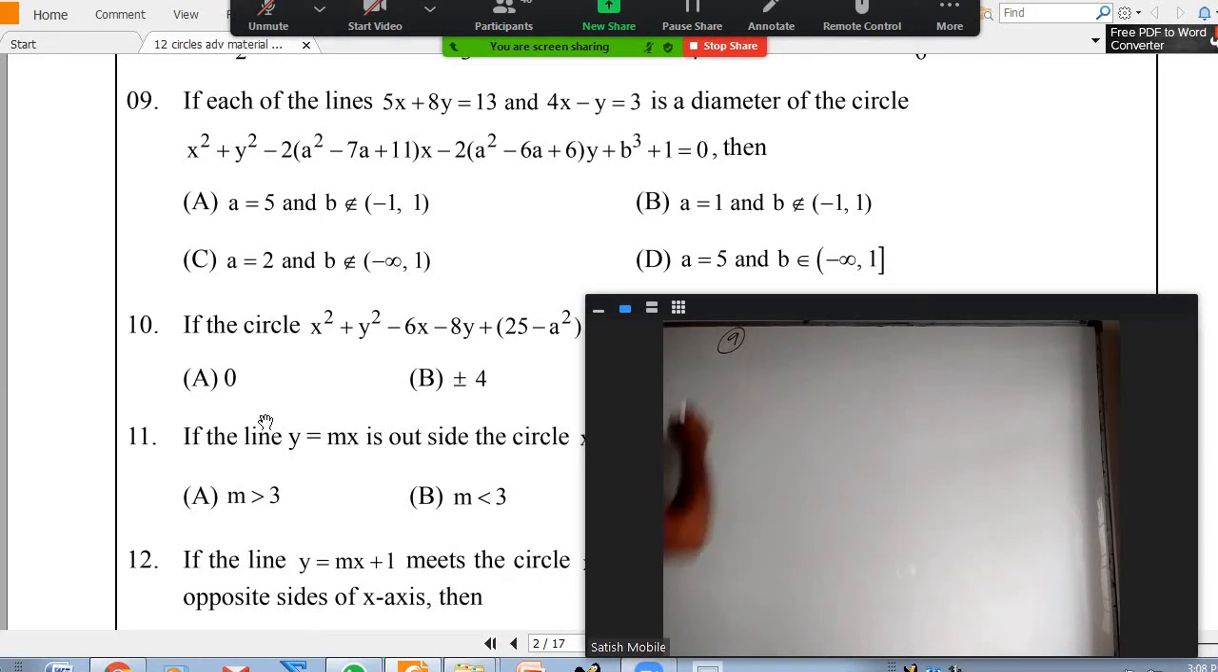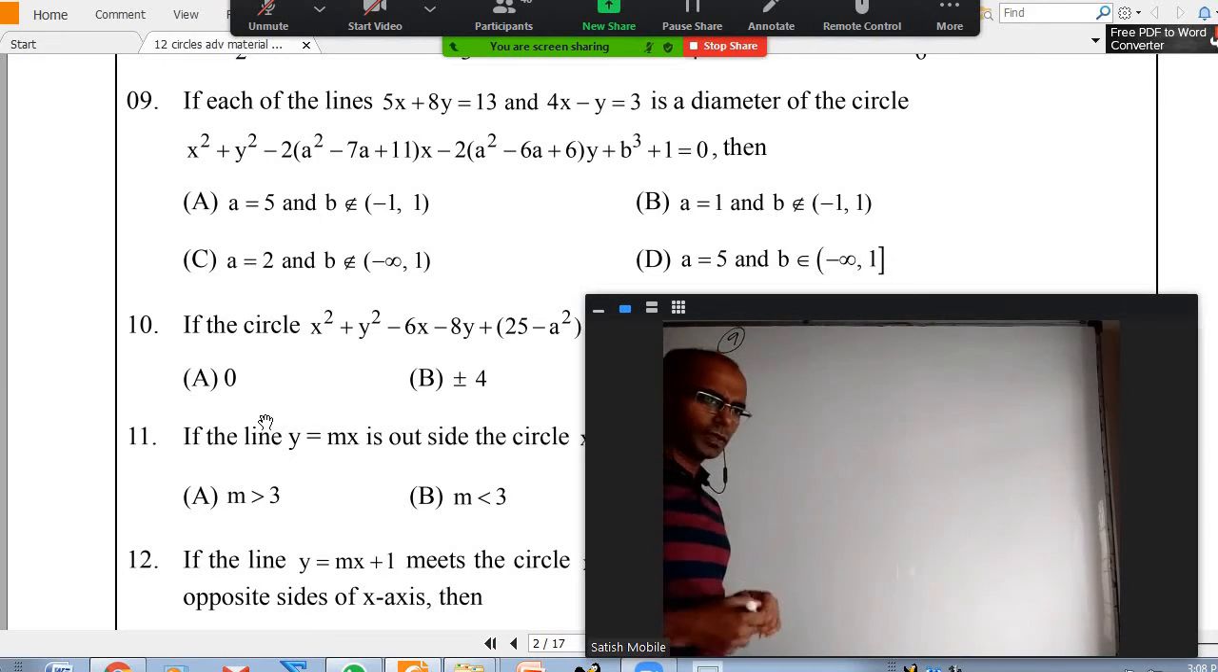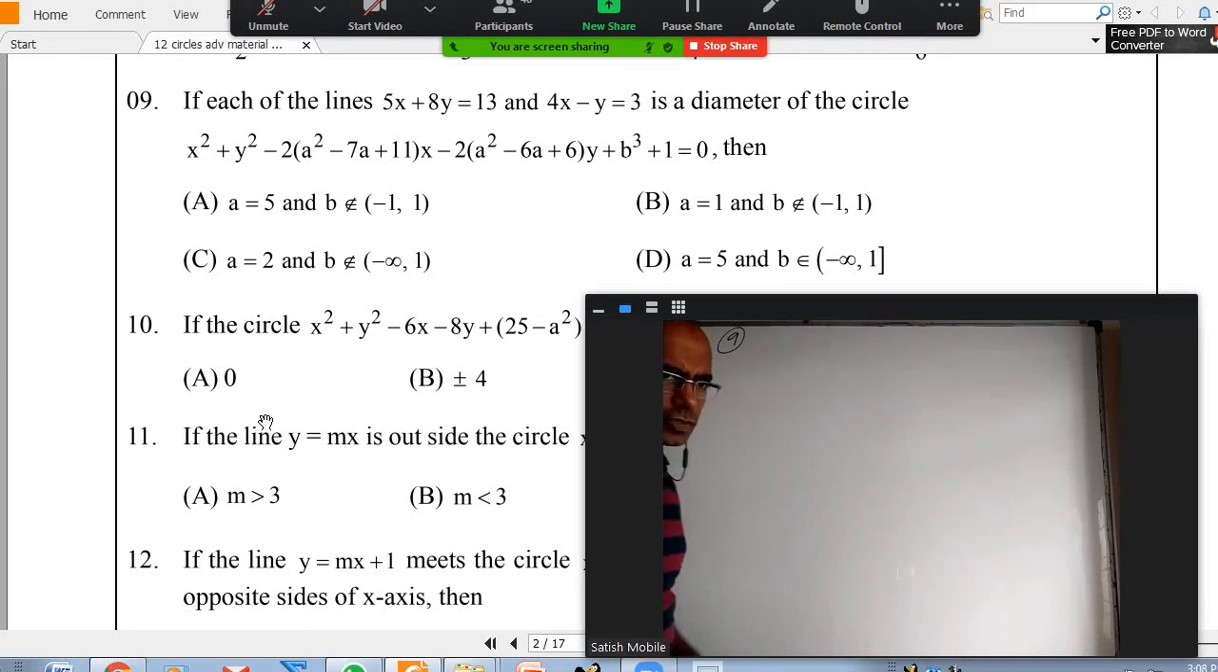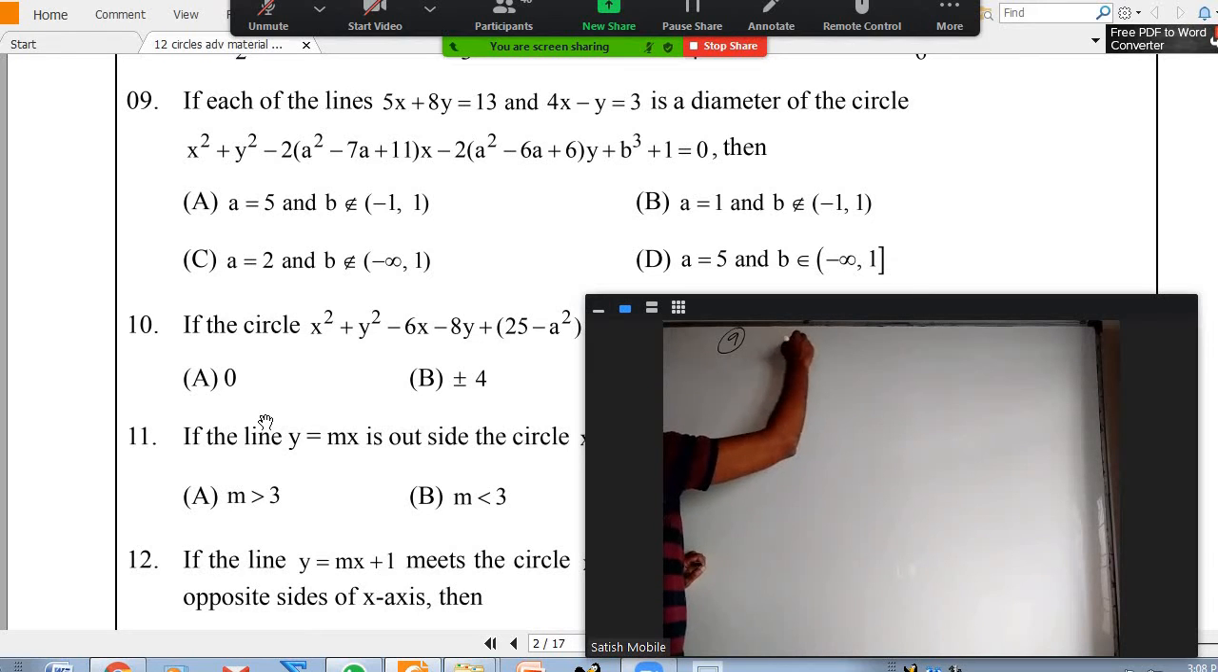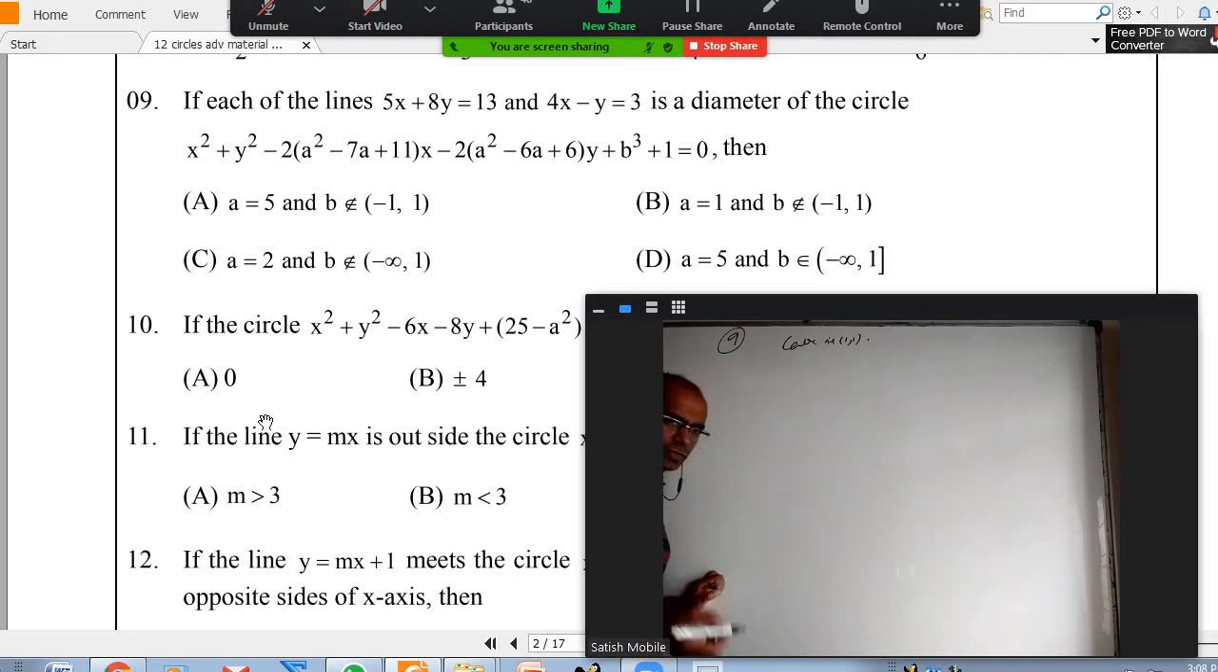Diameters just means they pass through the center, that's all. You can solve them and directly get the center. So when you solve, it will become 1 and 1. Okay, so the center is 1 comma 1. That's the only use of the diameters.